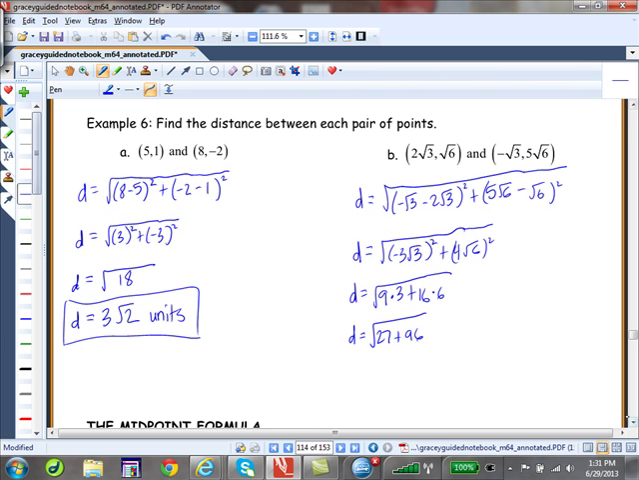So d is the square root of 123, which is what, 3 times 41, so that there are no perfect squares in there. So we're done.